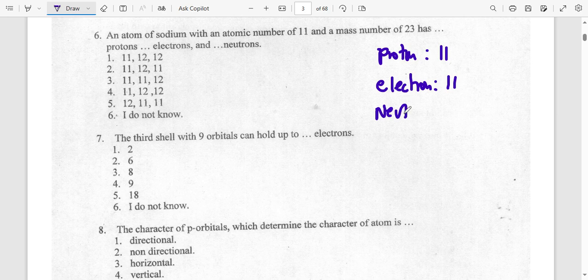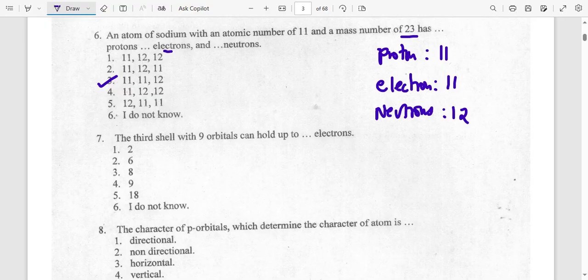But to find the neutrons, you remove the proton number from the mass number. So 23 minus 11 is going to give us 12. So proton is 11, electron 11, neutron 12. So 11, 11, 12. So the answer is 3.